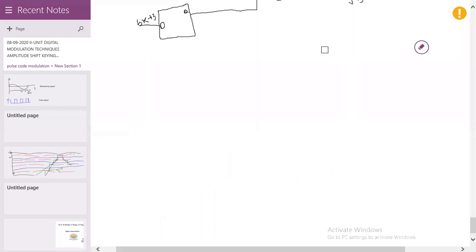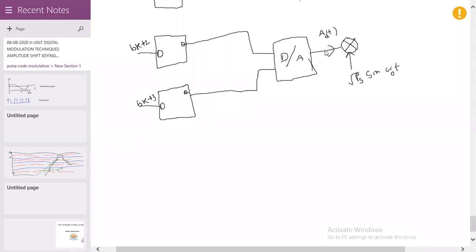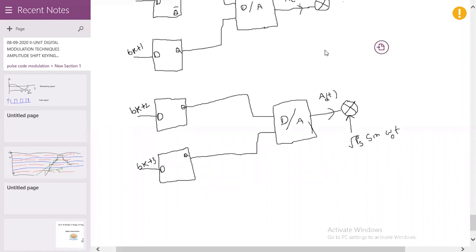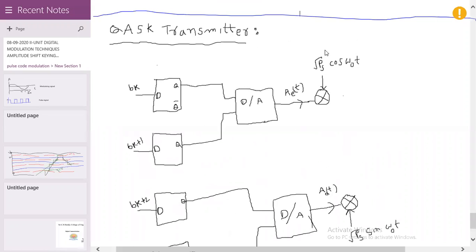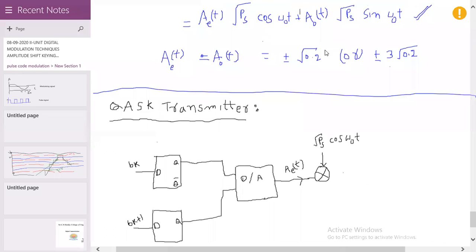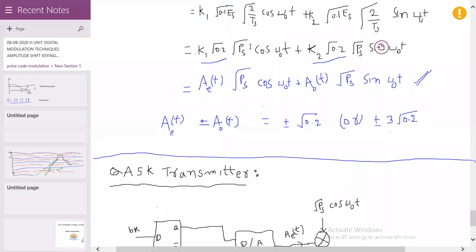And then here go for the values. Again, we can repeat this; yesterday, in the previous class, we designed it. So here we can indicate AE of t is equal to K1 root of 0.2 and A0 of t is equal to K2 root of 0.2. Already we derived this. So AE of t, A0 of t is equal to plus or minus.